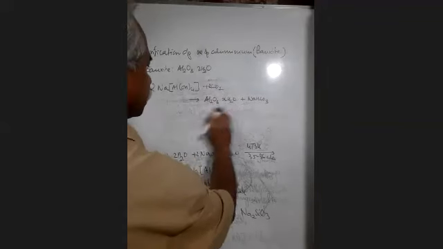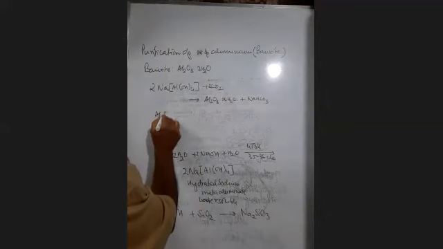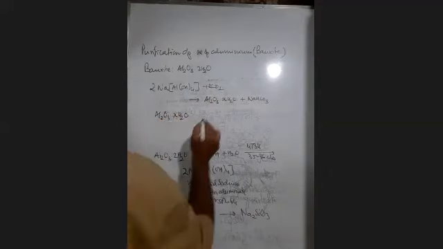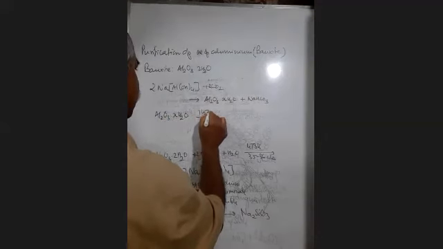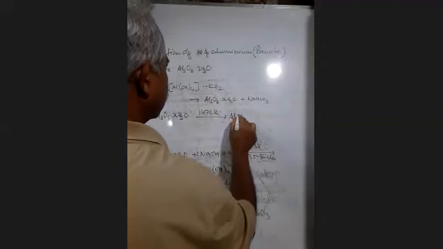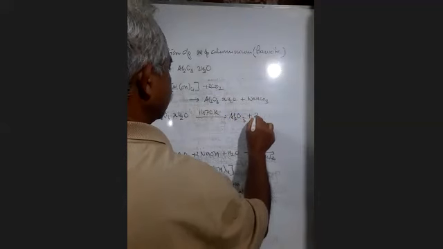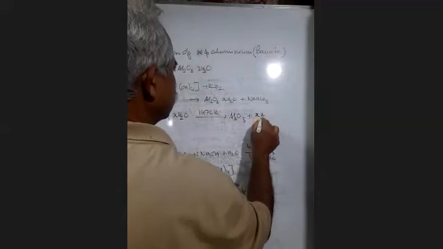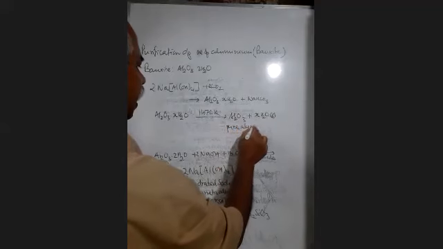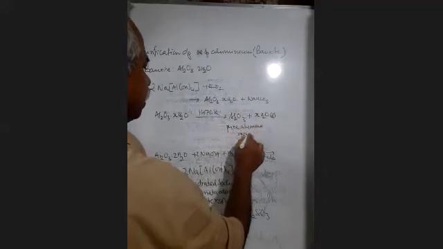Now this wet alumina, Al2O3, is being heated strongly around 1470 Kelvin. In an electric furnace we heat it, and by that what happens? All the water goes out in the form of vapor. So you get here pure alumina. This is 99% pure.